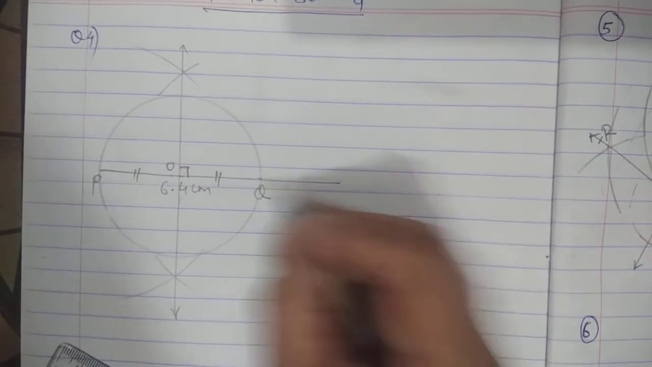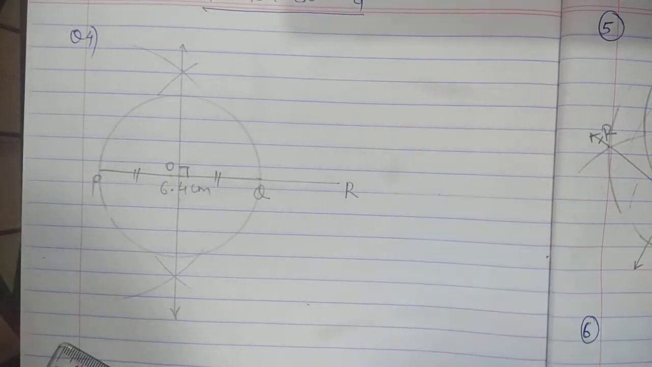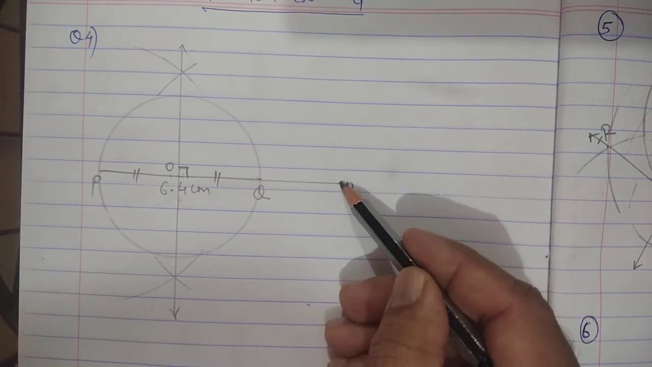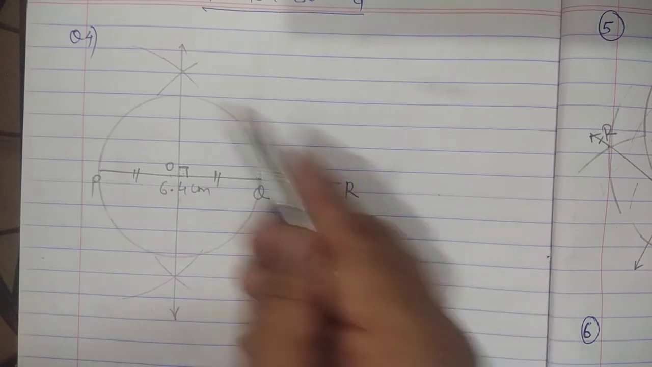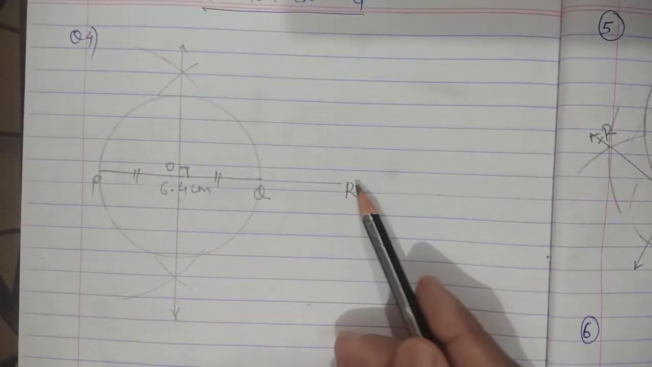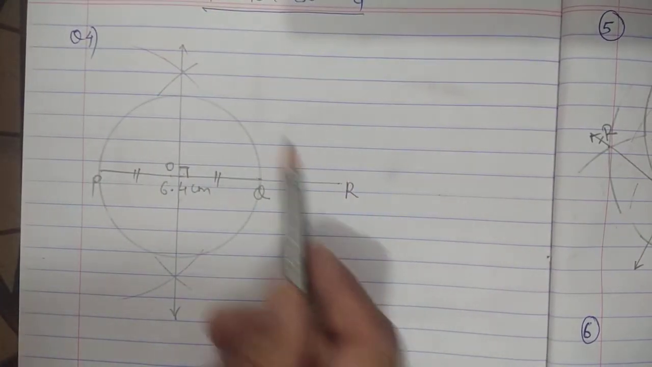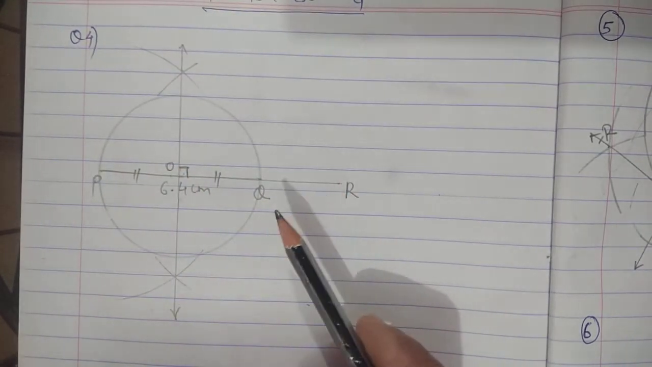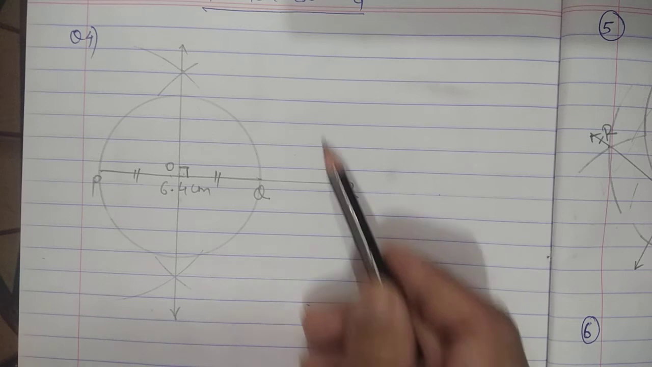Join it to this radius here. So this is point R. And now the question is: draw tangents from point R to this circle. So for that, what do we need to do? Tangents will go this way, no? One above the circle and one below the circle. But before that, we have to draw another circle.